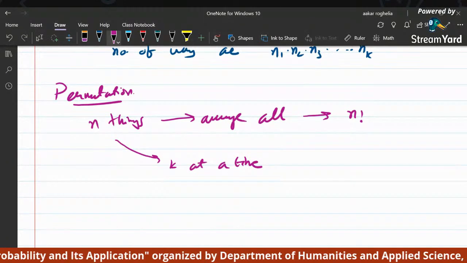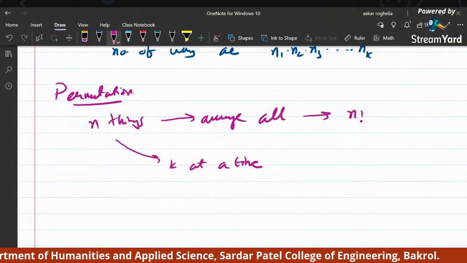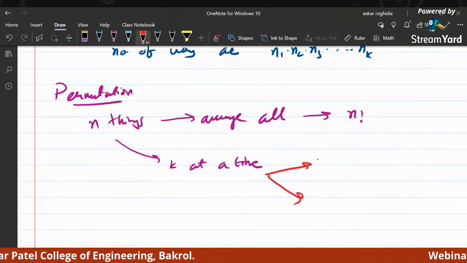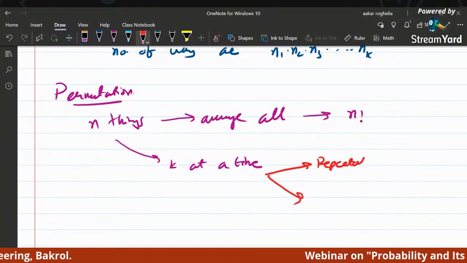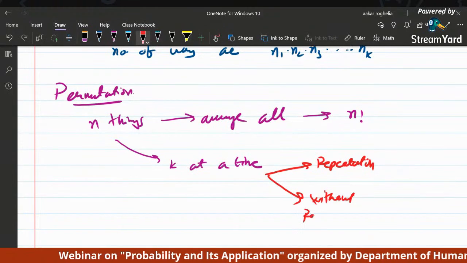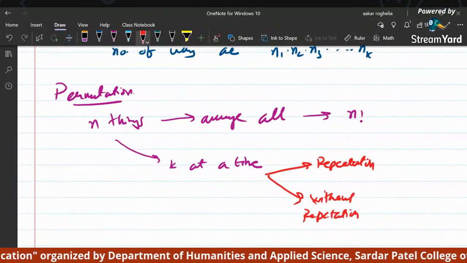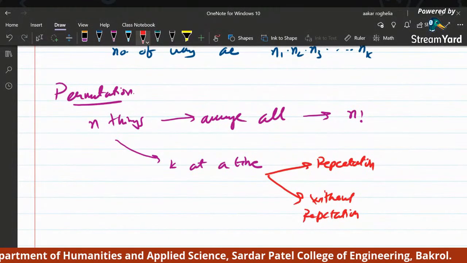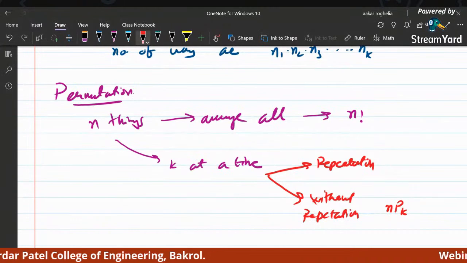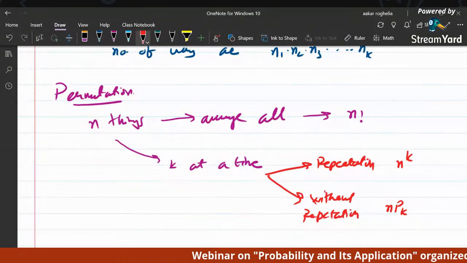When you take k at a time, here also there are two possibilities, like when you select a card and we are replacing it: repetition and without repetition. When it is without repetition, the chances are nPk. P is for permutation, that you know. But if repetition is allowed, then the total chances are n raised to k.